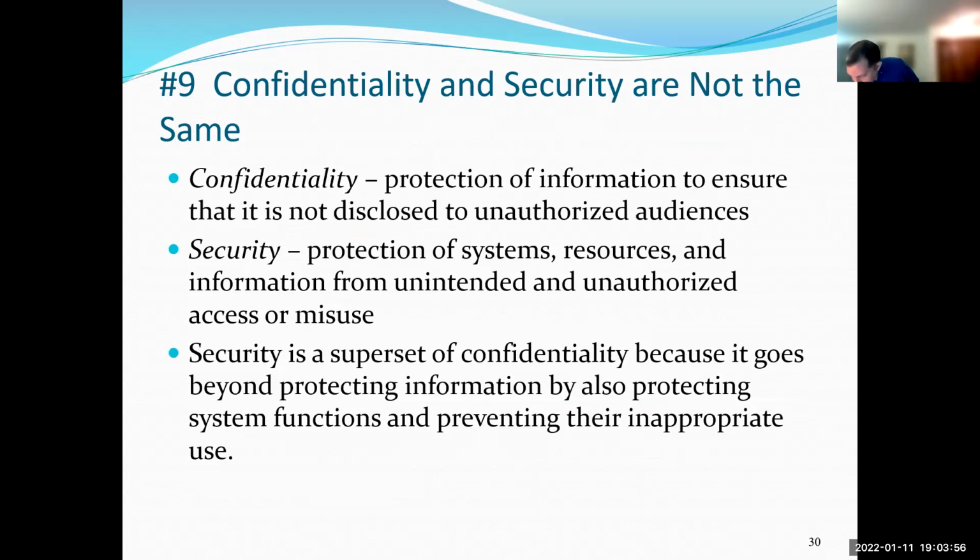And then we have, confidentiality and security are not the same, right? Confidentiality, as you know, is a principle of protecting information so that it is not disclosed, whereas security is a protection of systems, resources, and information from unintended and unauthorized access or misuse. So security is a superset of confidentiality because it goes beyond protecting information by also protecting system functions, availability, for instance, etc. And preventing their inappropriate use, that would be non-repudiation, most likely.